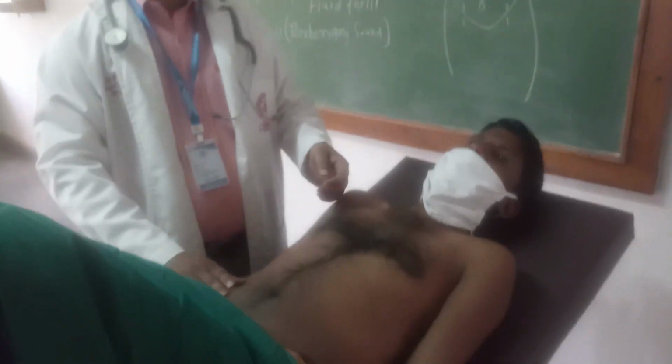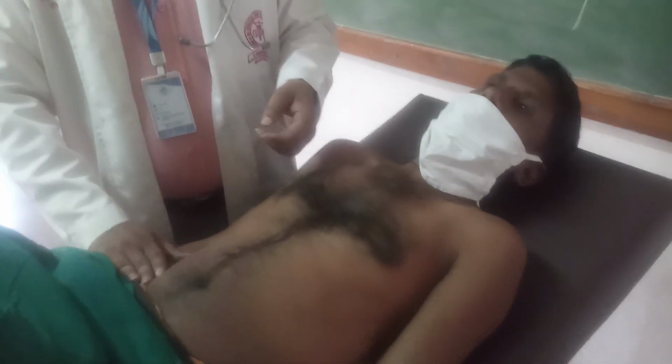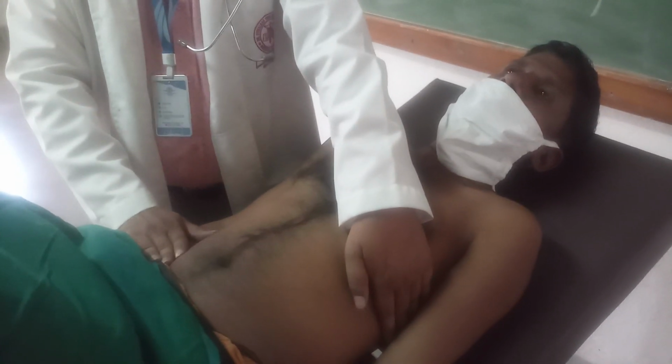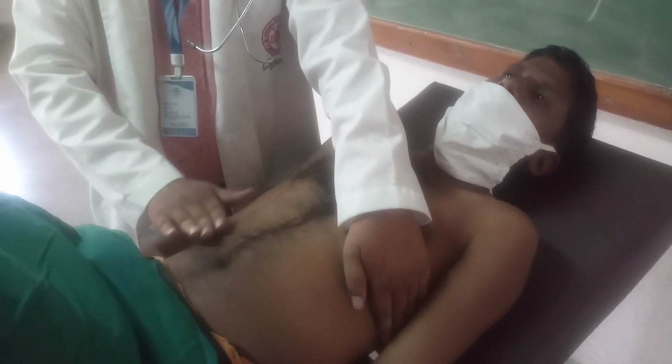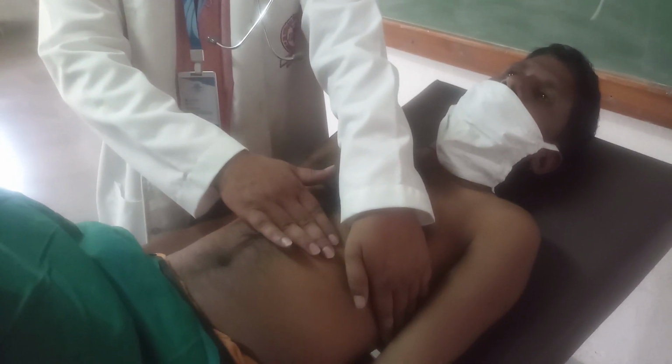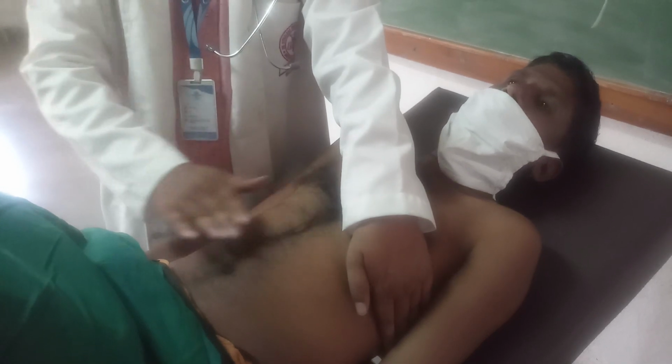Now the second thing, palpation of the spleen. You have to put your right hand in the right iliac region and your left hand on the left side of the chest. Start palpating from the right iliac region and go toward the left hypochondrium, because the spleen is located in the left hypochondrium. So start palpating with respiration.